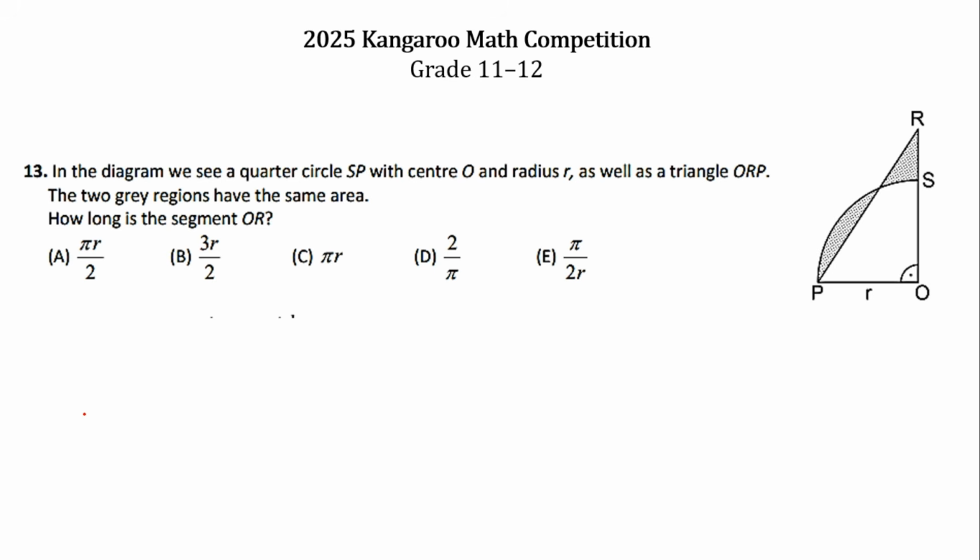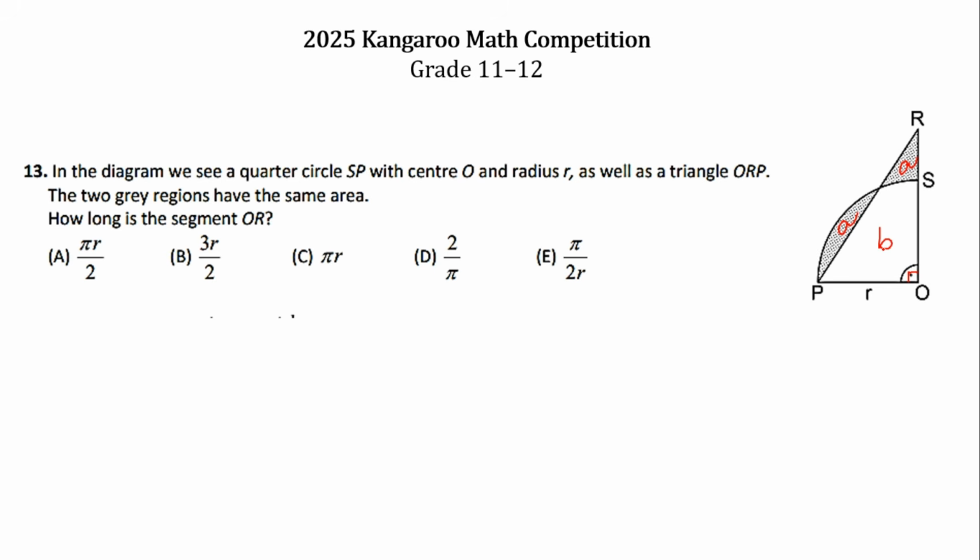Problem number 13. In the diagram, we see a quarter circle SP with center O and radius R, as well as a triangle ORP. The two gray regions have the same area. How long is the segment OR? Since we have a quarter circle, this angle must be 90 degrees. And so we also have a right triangle. Now, we can represent each of the gray regions by A since they have the same area. Let us also represent the unshaded region by B.